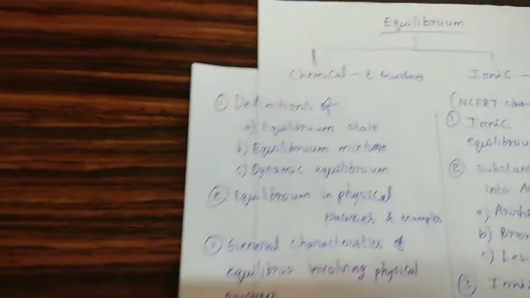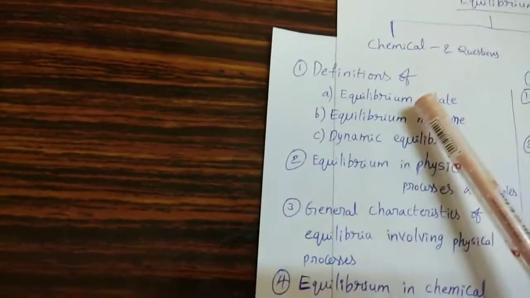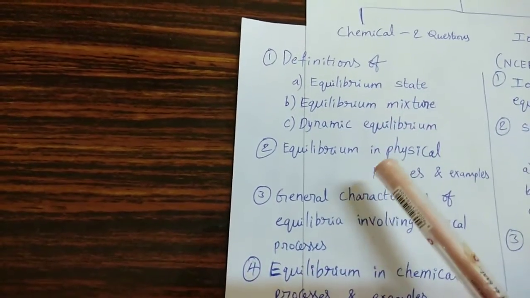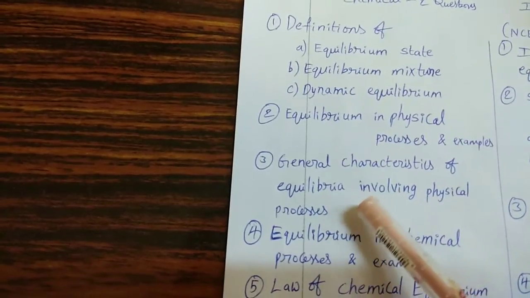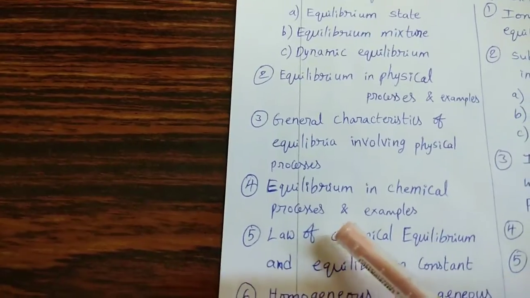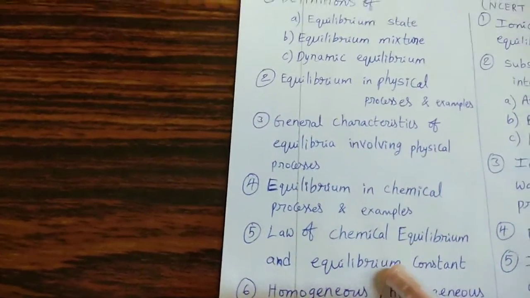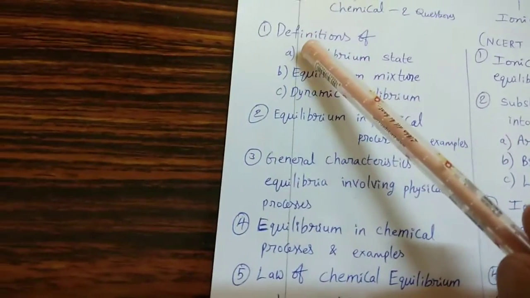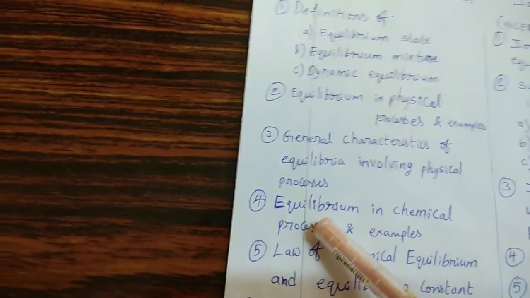See, what are the topics in chemical equilibrium? Definitions of equilibrium state, equilibrium mixture, dynamic equilibrium, and equilibrium in physical processes and examples, general characteristics of equilibria involving physical processes, equilibrium in chemical processes and examples, and law of chemical equilibrium and equilibrium constant. These 4 topics are just a theory part.